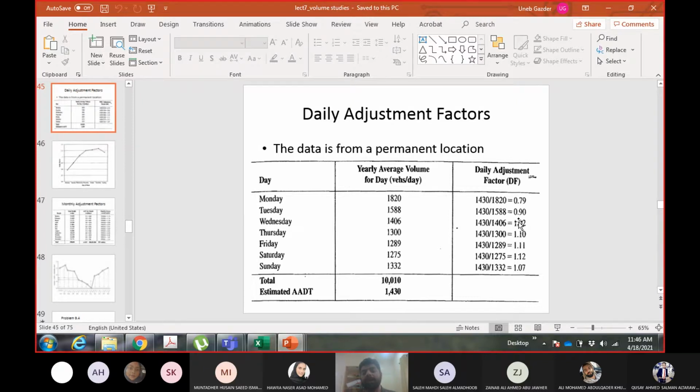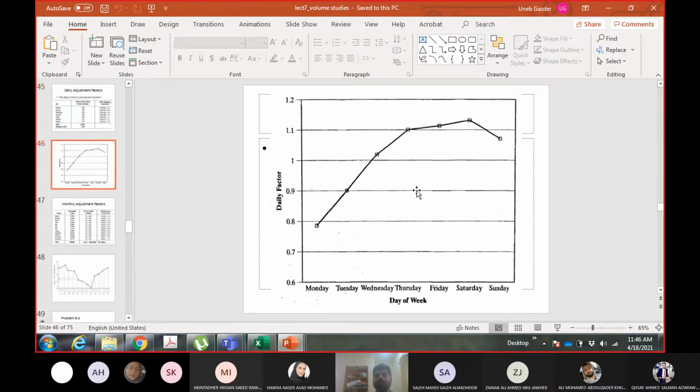Then if you want to calculate the daily adjustment factor, which means the adjustment factor for each day of the week, like we did earlier, it will be the average upon the traffic of that day. In this case, the average which you will use in the numerator will be the AADT. So whenever you are using the statewide counting programs control count locations, you will always take the ratio of the adjustment factor with the AADT. So you can see for Monday, AADT upon 1820, the traffic of Monday, and the adjustment factor is 0.79. For Tuesday, it will be divided by 1588, and so on. Then you see the plot of the adjustment factors.